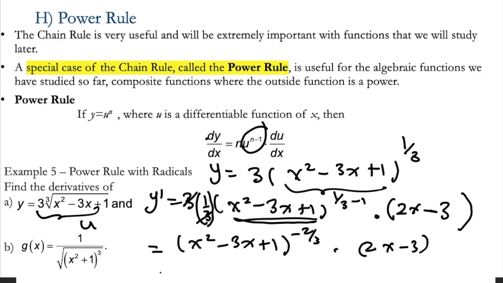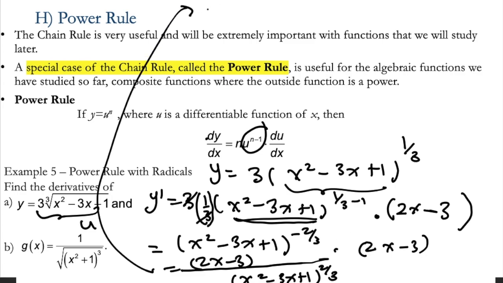So how are you going to simplify it further? It can be rewritten as this. 2x minus 3 over x squared minus 3x plus 1 to the power of 2/3, isn't it? Or because I don't have enough space, I write it this way. So you can also rewrite it as this, 2x minus 3 over x squared minus 3x plus 1 in bracket squared, because this is just similar to this one. You get me? Alright, so that's it.